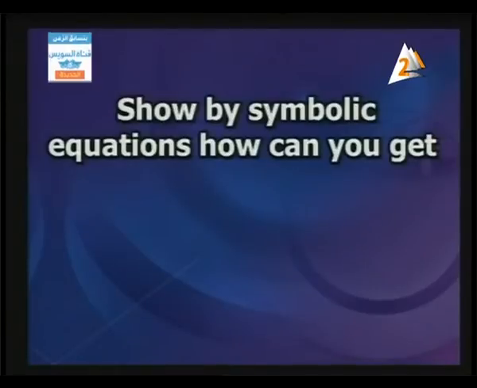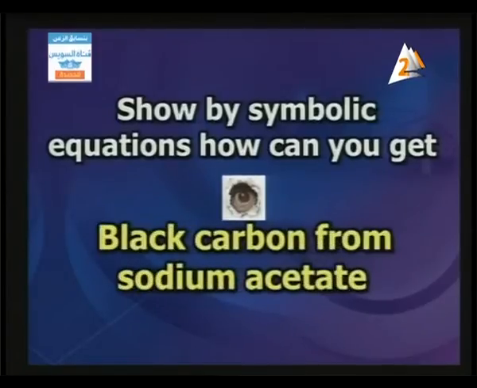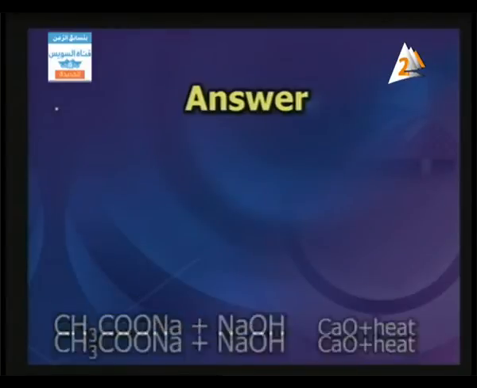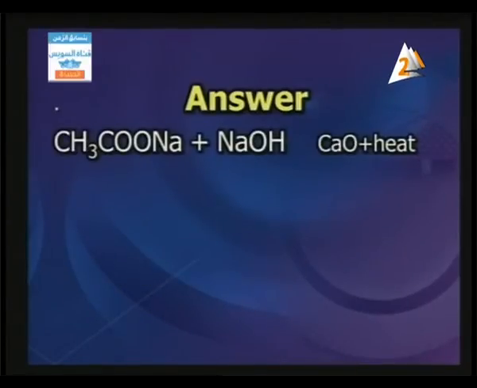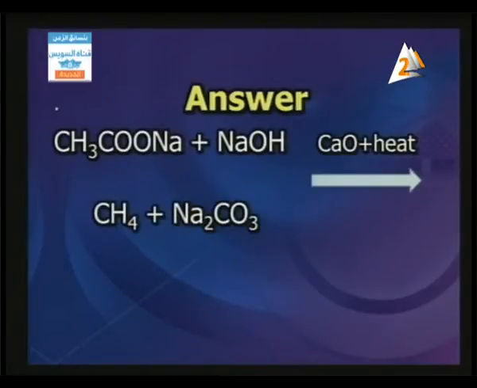This question tells me to show the symbolic equation. How can you get it? Look at this. The first, I need carbon from sodium acetate. Start with the carbon and arrive to sodium acetate, or the opposite? I think it's the opposite. Let's see how you can find the answer here. The answer will be CH3COONa plus NaOH. So we add sodium hydroxide here in the presence of, don't forget the conditions of any reaction, calcium oxide and heat energy. So here, this is the condition of this reaction.